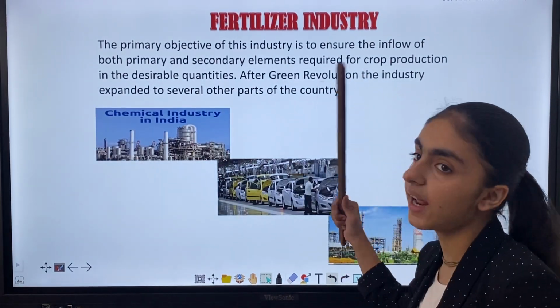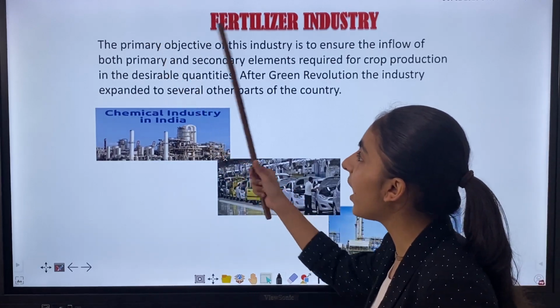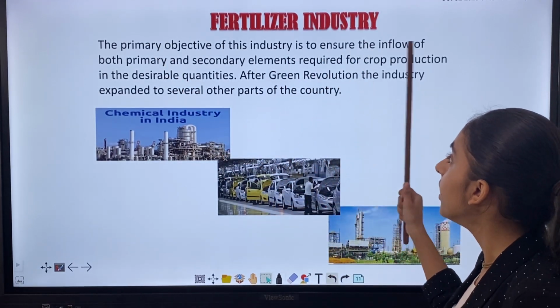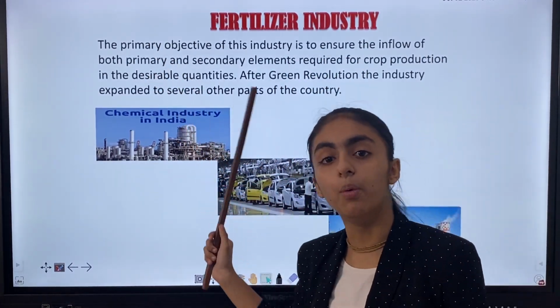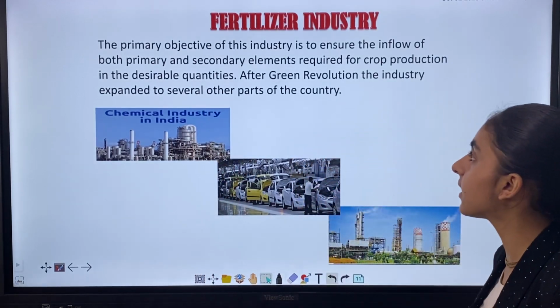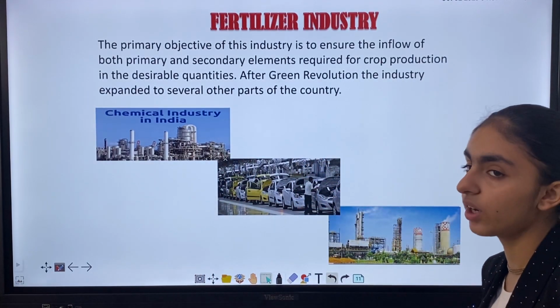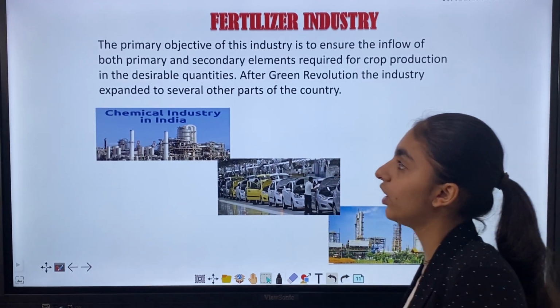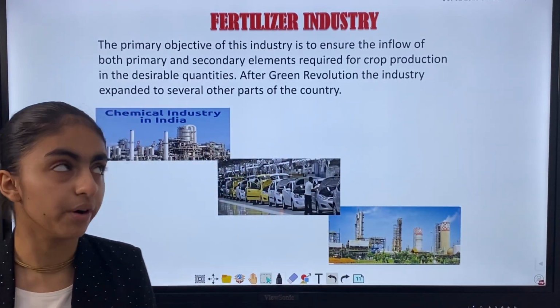Next comes the fertilizer industry. The primary objective of this industry is to ensure the inflow of both primary as well as secondary elements required for crop production. After the Green Revolution, it has expanded more.